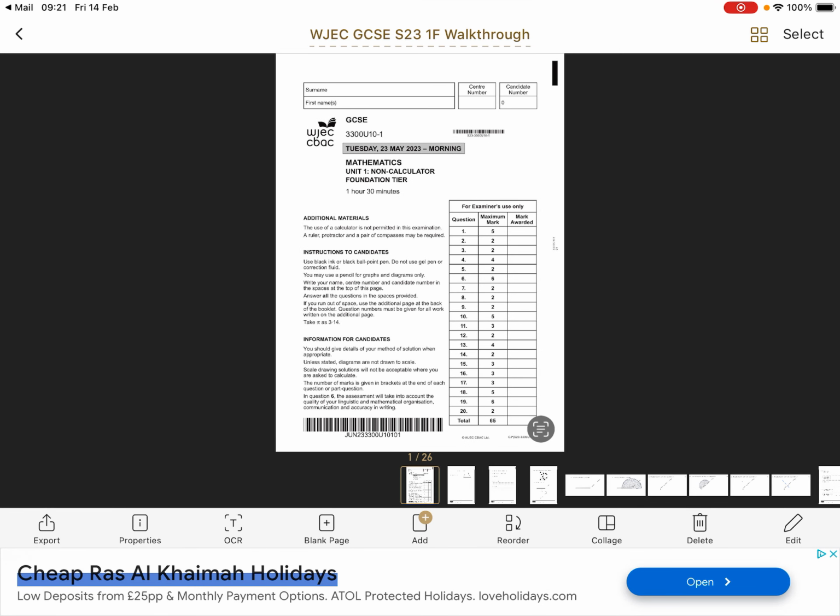Hello, this is a walkthrough for the WJEC Summer 2023 Mathematics Foundation paper. This is paper 1, which is the non-calculator paper. There's 65 marks and we've got an hour and a half, or 90 minutes, to do that, so plenty of time, and it's important to stress that you should not rush at the start of the paper where the easier questions are, because you don't want to throw away easy marks.